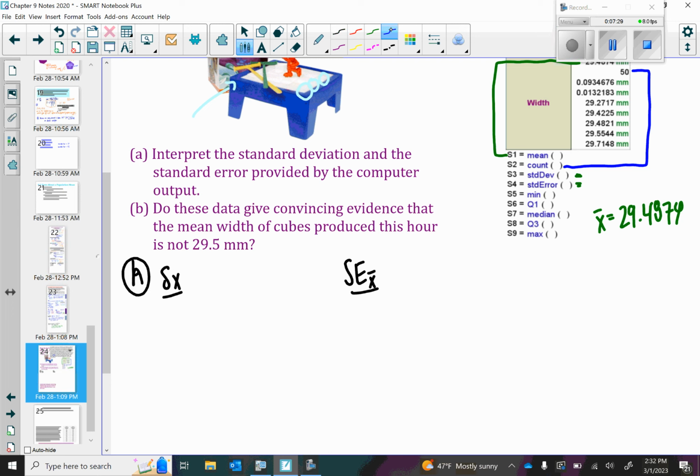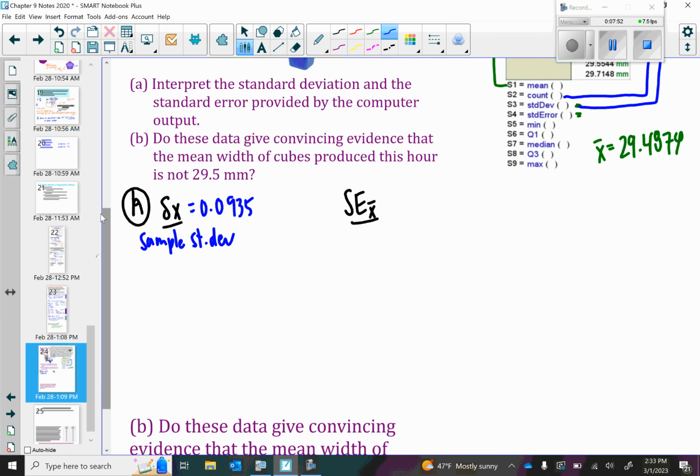The first important thing is to make sure we can identify these things. s of x, of course, is the sample standard deviation. And in this case, our sample standard deviation is 0.0935. It's the third object in our list. This will be the first one we interpret because it's kind of the easier one. Standard deviation, as we know, is the average distance from the mean. And if we're talking about the sample standard deviation, we could say something like follows.